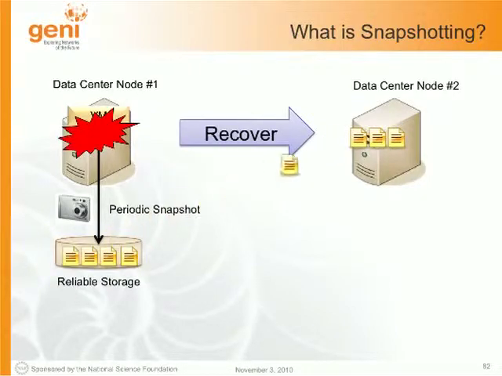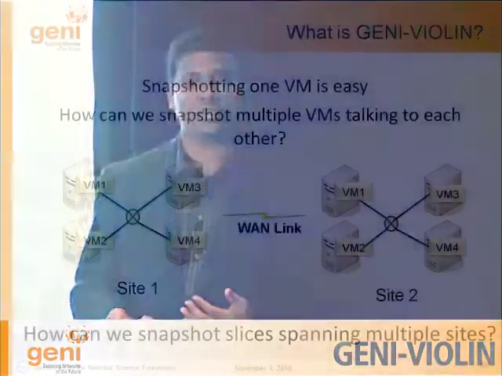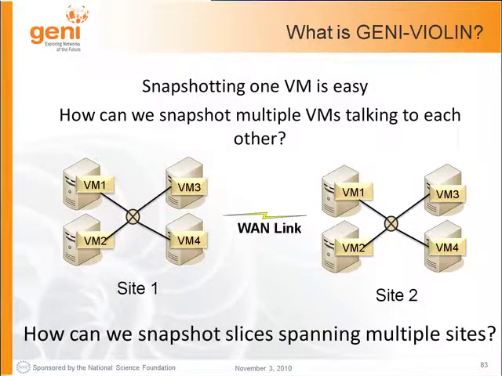Now, I showed you snapshotting of one virtual machine, and it's easy. It's available commercially as well. But what about snapshotting multiple virtual machines talking to each other? They might be connected through one switch, multiple switches, or, even more complicated, we have multiple sites, and we have virtual machines running on different sites talking to each other. There might be even a high latency link in between them. There might be multiple heterogeneous switches and machines between them.